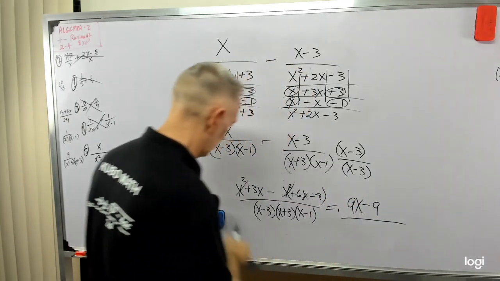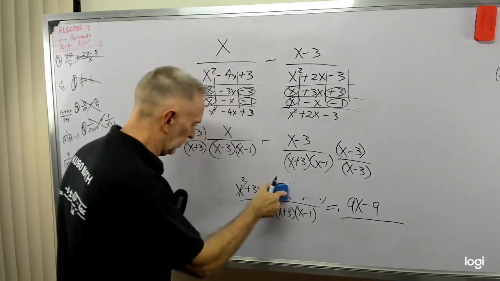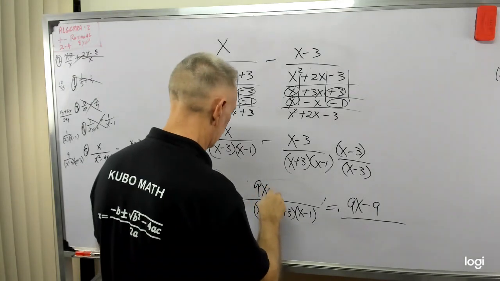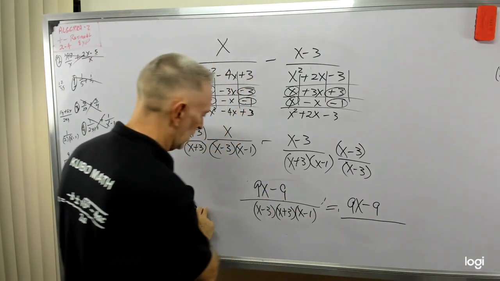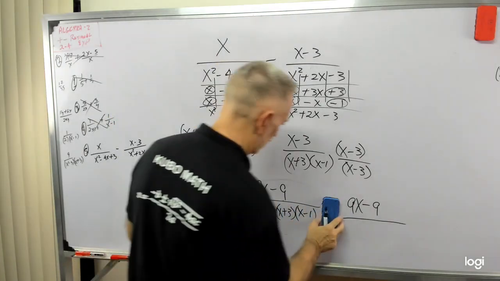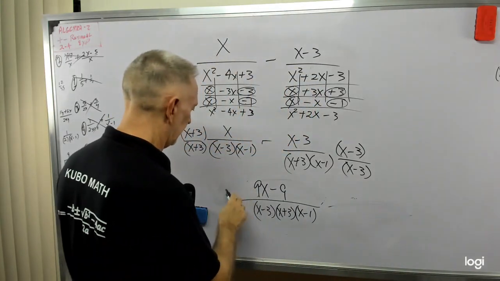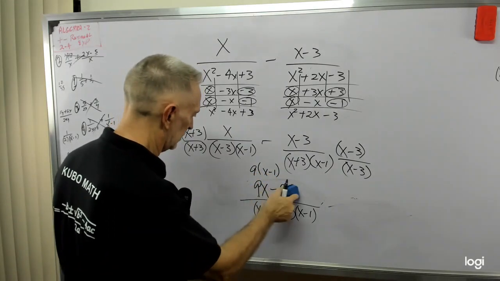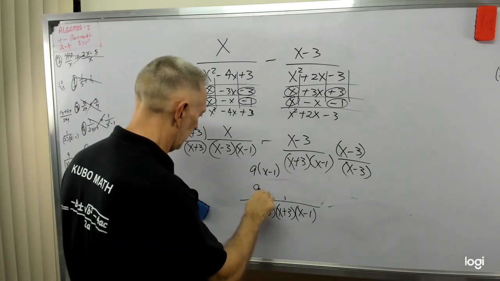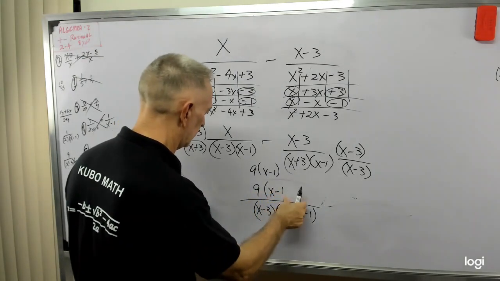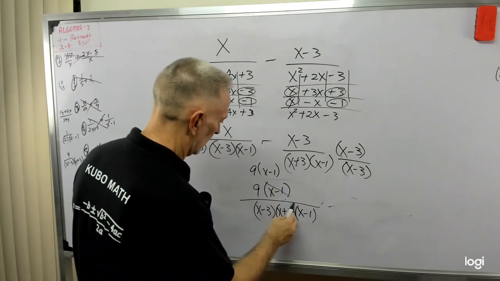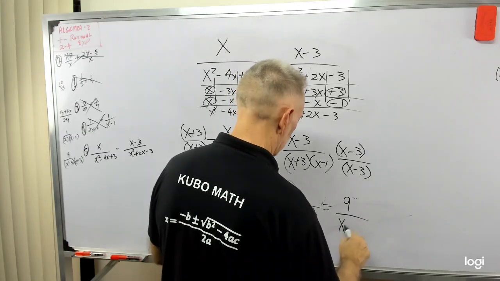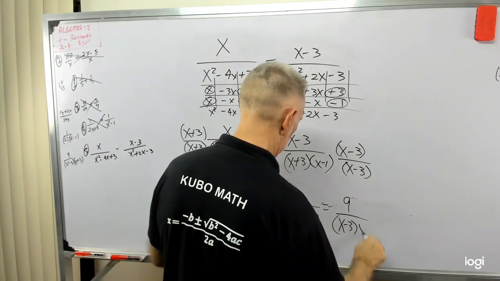All over, actually I'm going to erase this so I don't have to rewrite that. 9x minus 9 all over this. Now then, that equals 9 times x minus 1. 9x minus 9. So 9x, 9 times x minus 1. Oh, the x minus 1's cancel. So I end up with 9 divided by x minus 3, x plus 3.